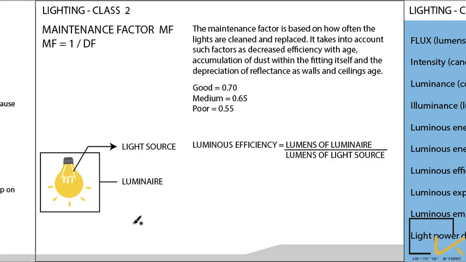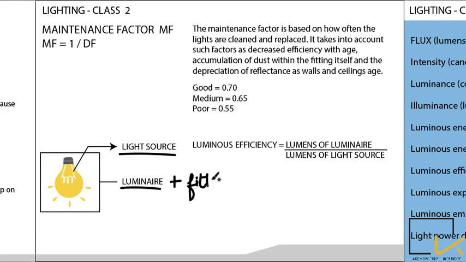So next we will understand the difference between light source and a luminaire. A light source is nothing but the light emitting material, like here the tungsten wire is a light source. And a luminaire is the light source along with its fittings. So light source is the light emitting material, and luminaire is light emitting material plus fittings.